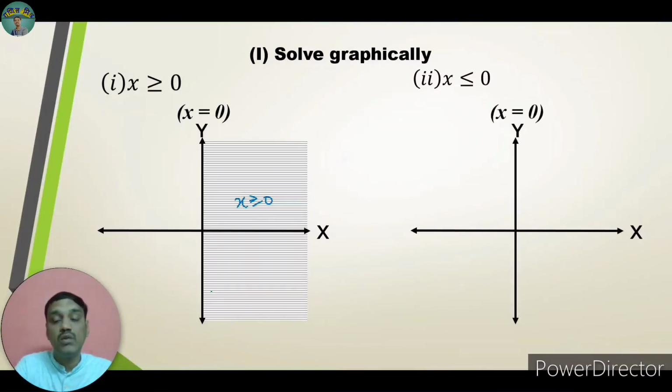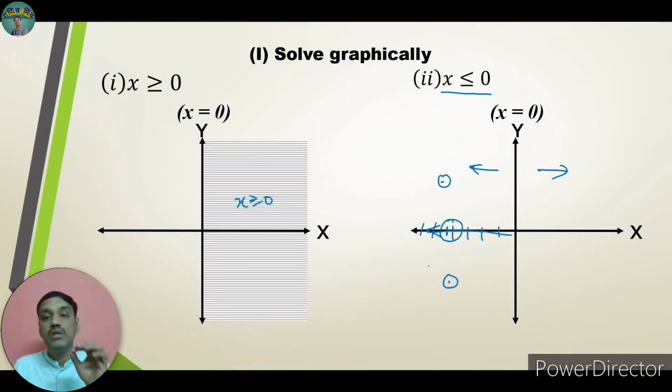We know that x equals 0 means the y-axis itself. This whole left side gives us negative values of x. It means x is less than 0 on the left side of the y-axis. So any point in this quadrant or in this quadrant, or on this axis also, gives us a negative value of x. There may be y positive or y negative.